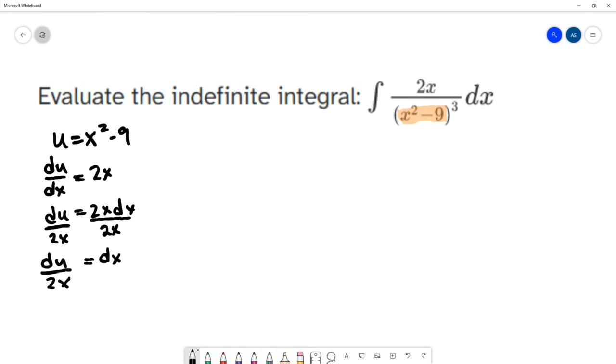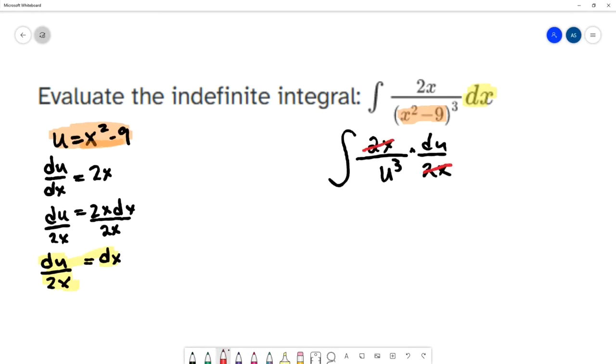And I'm going to make two substitutions. One is for what's inside the parentheses, the x squared minus 9. And then the second substitution I'll make is for the dx, and that's du over 2x. So when I make that substitution, it would be 2x over u cubed times du over 2x.